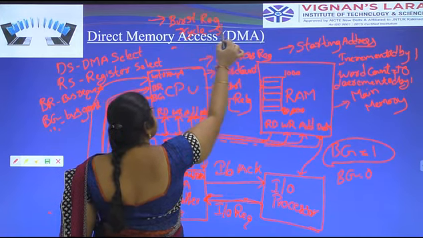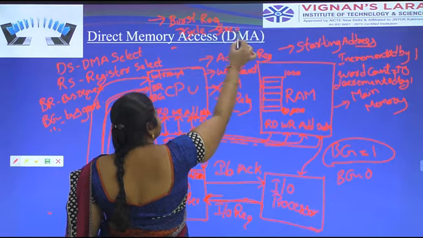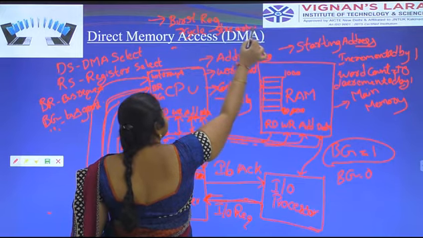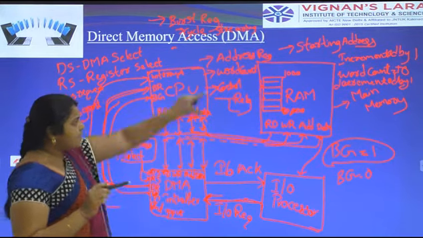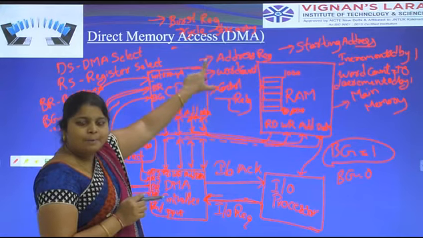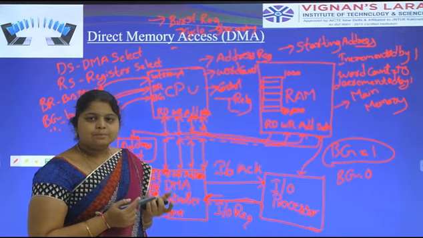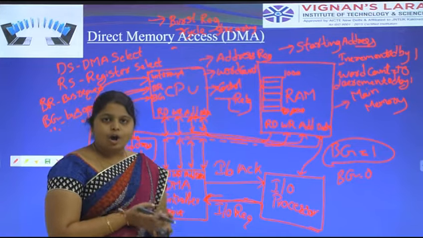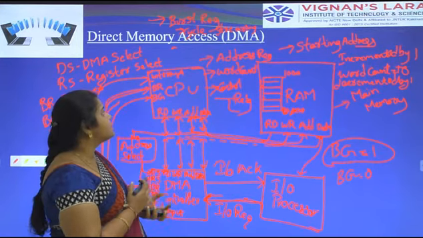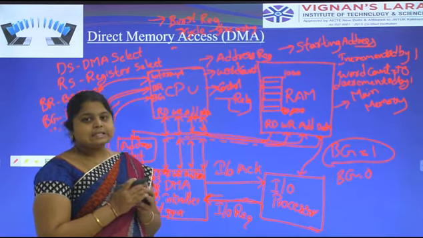Cycle stealing. Okay, these three are the registers that are used by direct memory access. And again we have two types of transferring of the data, or modes, that is burst request and cycle stealing.